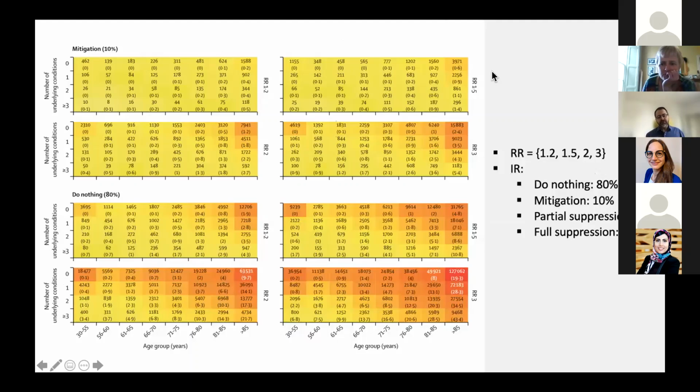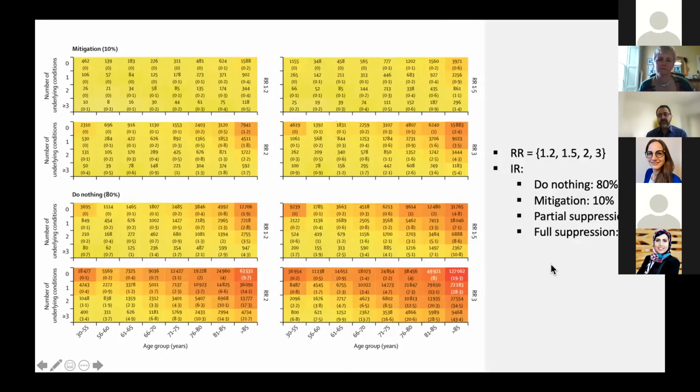And I'm going to show you the model, which is a projected number of excess deaths based on CPRD data. Here you see two different scenarios based on an infection rate of 10%, or just mitigation, and different values of relative risk. What you see here is the number of excess deaths, and the color shows the 1 year mortality risk. And if we do nothing and have an 80% infection rate, naturally the number of deaths would go higher.